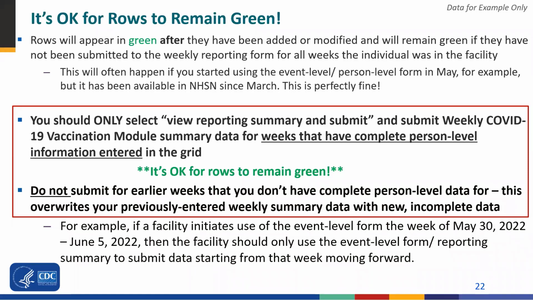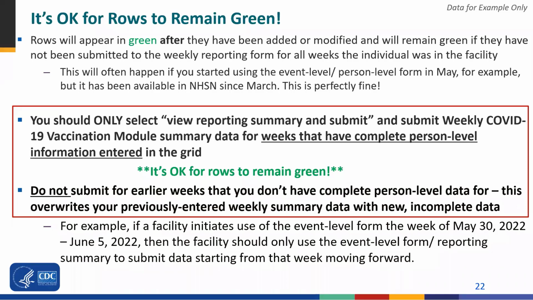So the rows will be green after they have been added or modified, and they'll remain green if they have not been submitted to the weekly reporting summary for all weeks that the individual was in the facility. However, this will often happen when, for example, you started using the EventLevel form on May 16th, but this form has been available since March. So if an individual has been in the facility that whole time, it might still be green if you've only submitted for the recent weeks with the EventLevel form, and that's perfectly fine.